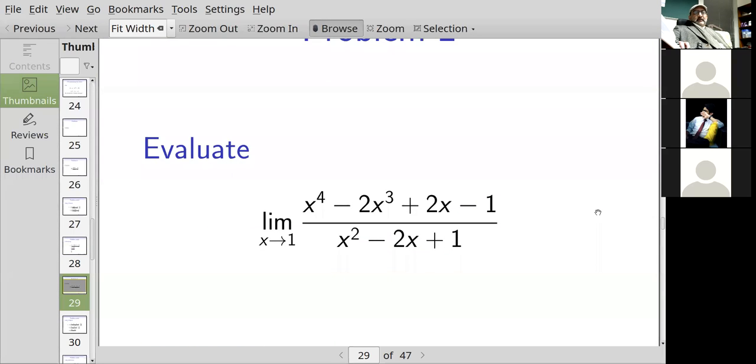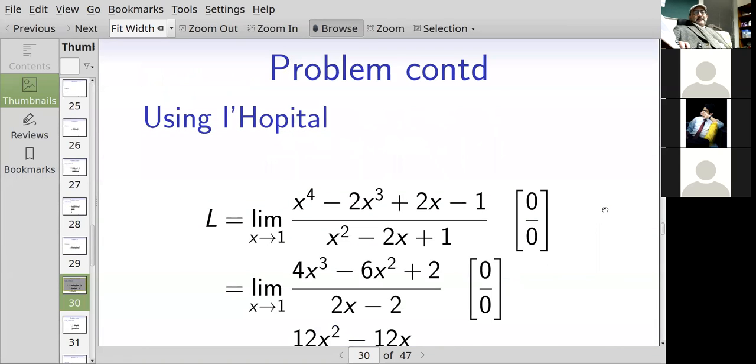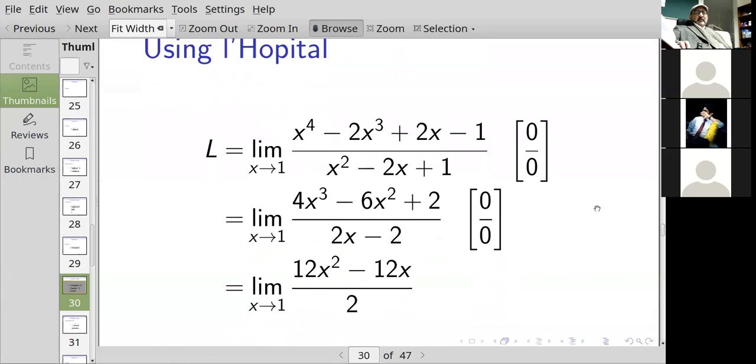Okay, let's try this one. The limit as x goes to 1 of a polynomial divided by a polynomial. That's a continuous function divided by a continuous function, so I'm tempted to use substitution. But if I tried substitution, I would get 0 over 0. So I say, I get the form 0 over 0, so I'm going to use L'Hopital's rule. When I take the derivative of the numerator, I get 4x cubed minus 6x squared plus 2. And the derivative of the denominator is 2x minus 2. Now if I put in x is equal to 1 into these two functions, I would still get 0 over 0.